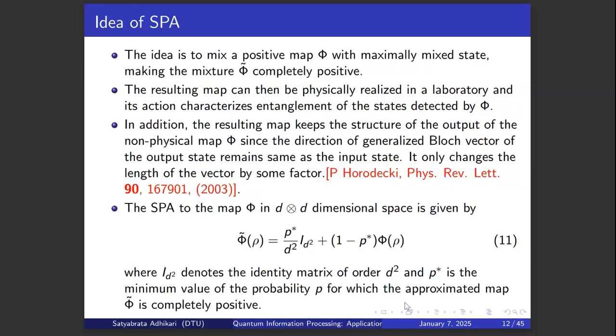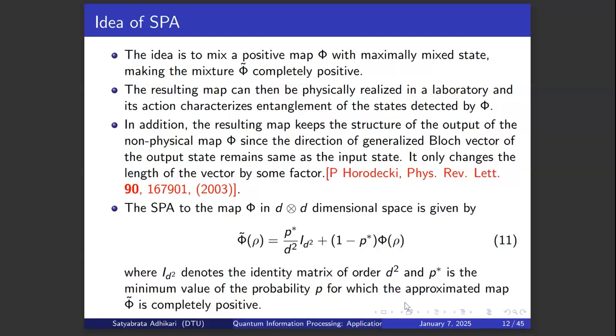So ID square represents the identity matrix of order D square, and here we are adding this mixture proportion P star by D square. So P star by D square is the proportion adding to ID square, and 1 minus P star is the proportion adding to the positive map phi.